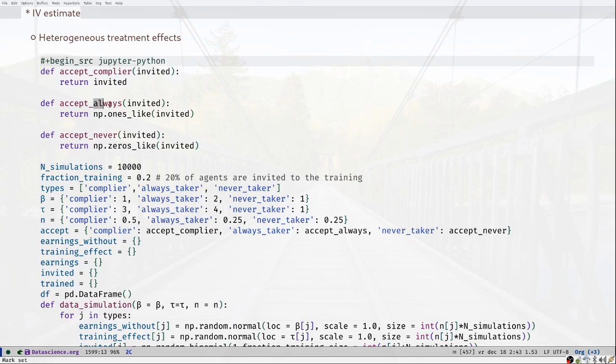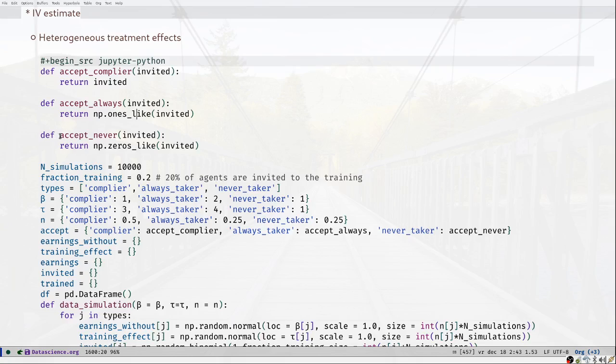The group always takers has a different acceptance function, accept always. They always go to the training whether or not they were invited, so the function always returns a 1. We use the numpy function ones_like, which returns 1s with the same dimensions as the vector invited itself. If the vector invited is a column vector with 20 entries, then np.ones_like is going to be a column vector with 20 ones in it.